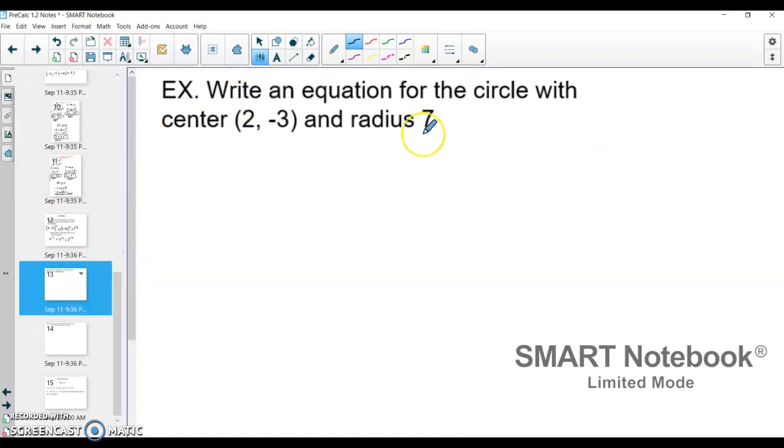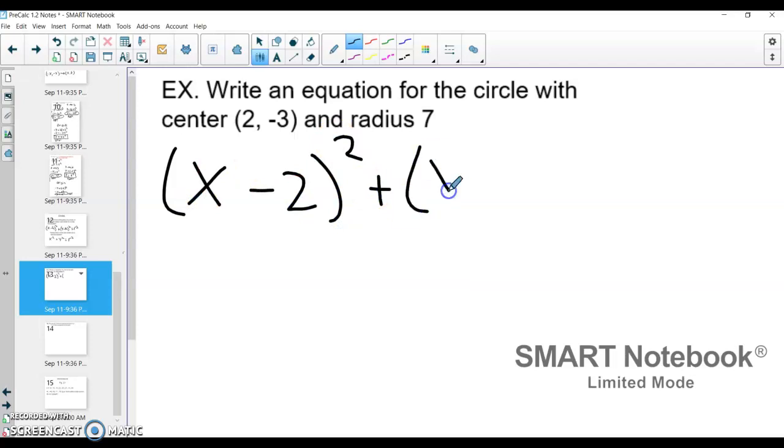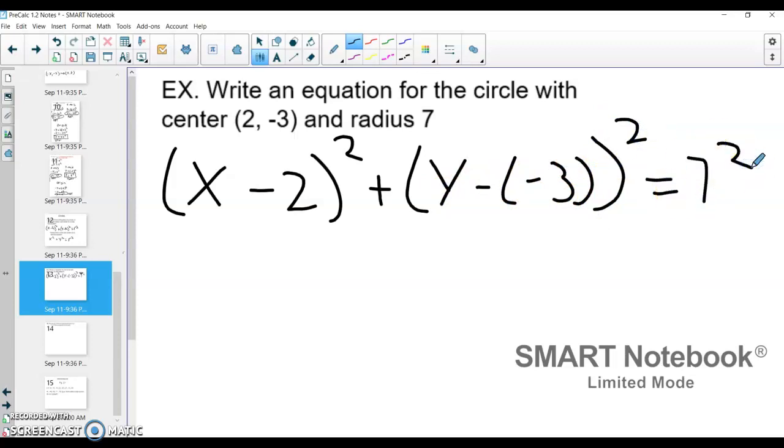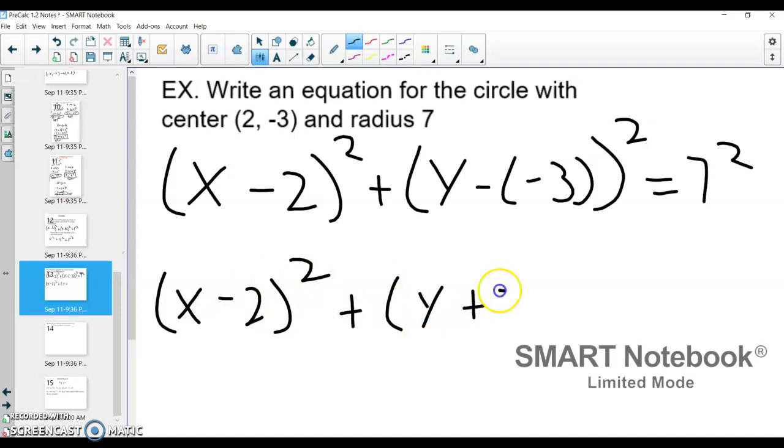So we want to write an equation that has a center at 2, negative 3 and a radius of 7. If we do that, we have x minus 2 squared plus y minus a negative 3 squared equals 7 squared. So this is then x minus 2 squared plus y plus 3, two negatives make a positive, squared equals 49. And that would be my equation for a circle that has radius 7, that has its center at positive 2, negative 3.